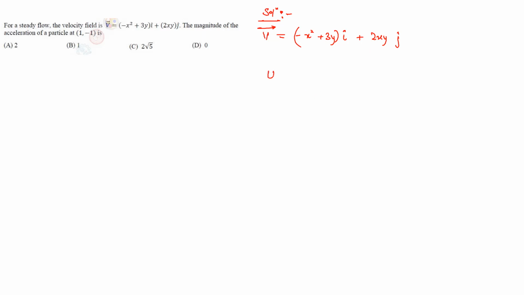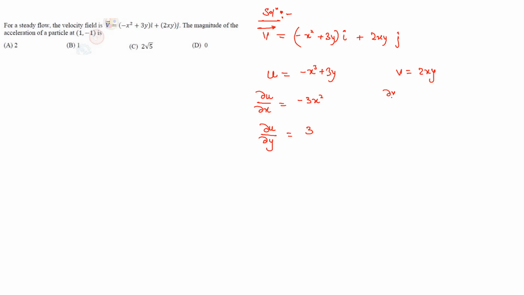So we can see that you have the u component of the velocity field as minus x cube plus 3y, whereas the v component of this velocity field is 2xy. Now let's try to calculate the partial differential of u with respect to x. This will just be 3x square, whereas the partial differential of u with respect to y will be 3.